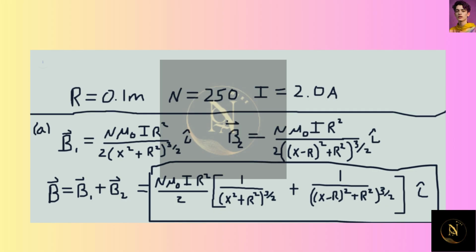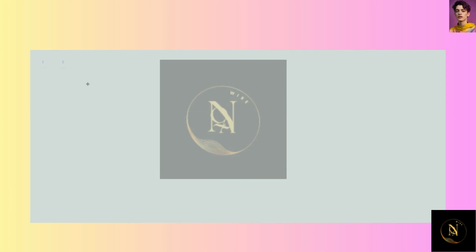Part B wants us to show that the field midway between the coils is uniform by showing that the derivative of B with respect to X is equal to 0 and the second derivative of B with respect to X is equal to 0 at the midpoint. Well, at the midpoint, X is equal to R over 2, right? So for both of these, we're going to consider when X is equal to R over 2. Okay, so the first one, dB dx.